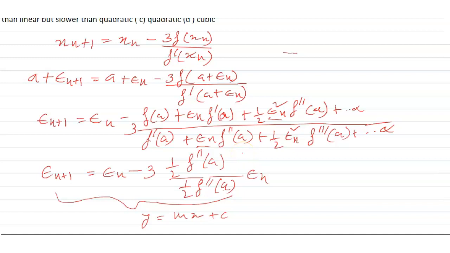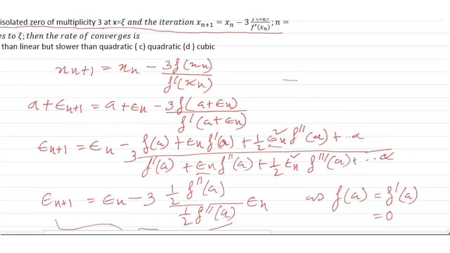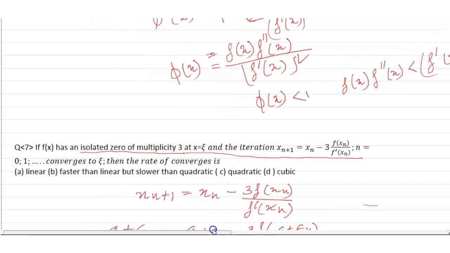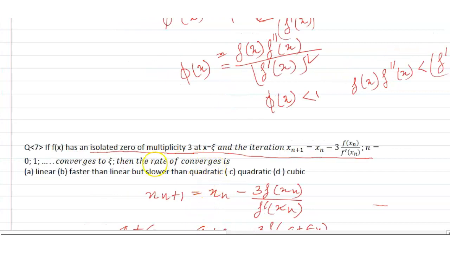So it is linear. Now how can I say that f double dash (a), f(a) equals f dash (a) equals 0? Why? Because the order of convergence is 3, as the multiplicity is 3. So the rate of convergence is linear.